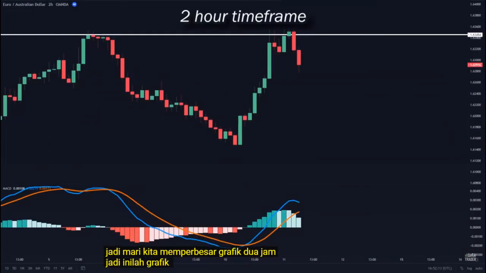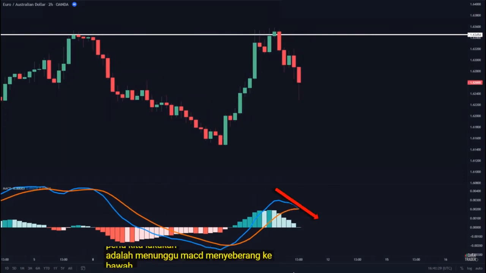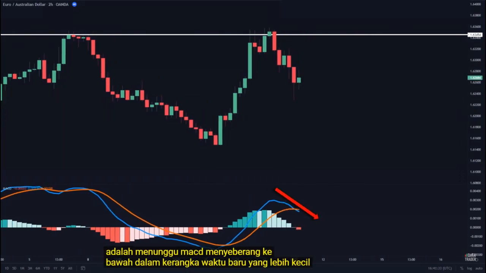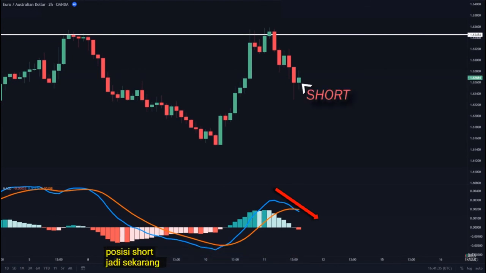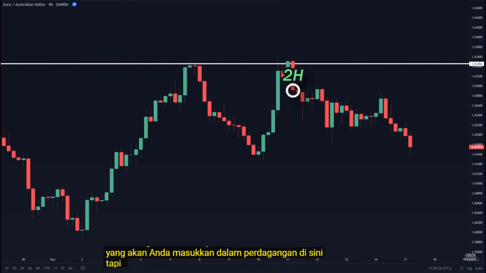So here's the 2-hour chart, and all we need to do is wait for the MACD to cross over downwards in this new smaller time frame. And so this is where you want to take a short position. So now, let's go back to the 4-hour chart and compare the 2 entry signals. So now we're back at the 4-hour time frame, and notice, if you would have used the crossover from the 2-hour time frame, you would have entered in the trade here. But if you would have used the crossover from the 4-hour time frame, you would have entered in here.